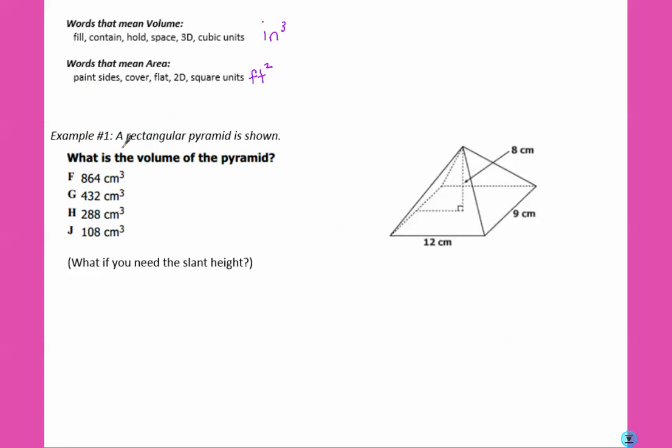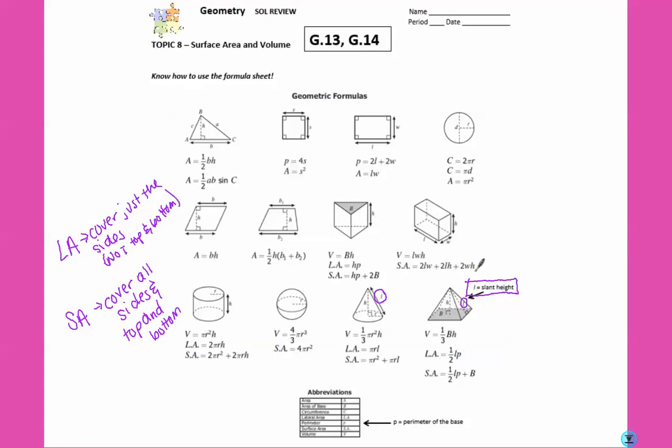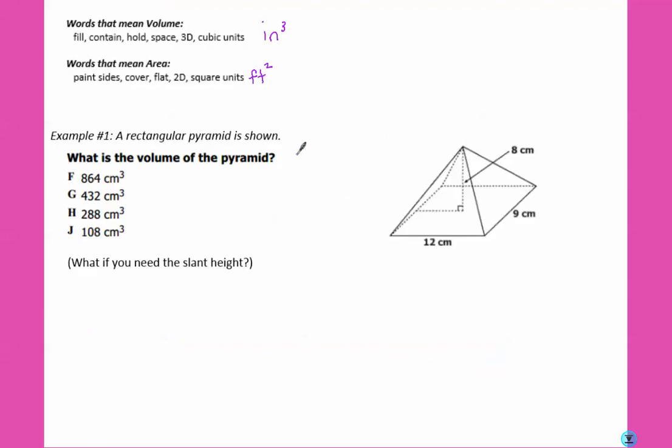So example number 1, a rectangular pyramid is shown. So it's nice they show me the shape, so I'm going to look for that same shape on my formula sheet. It's right here. And it asks me to find the volume. So volume equals 1/3 big B H.